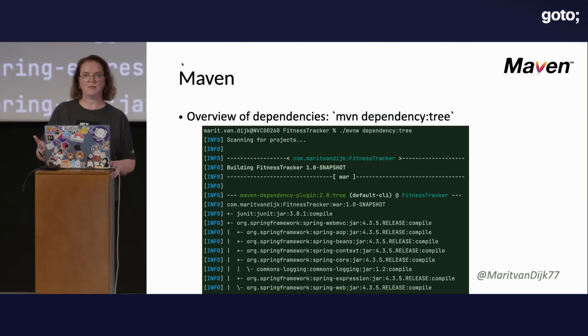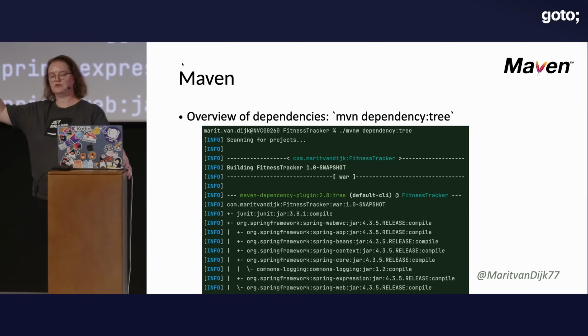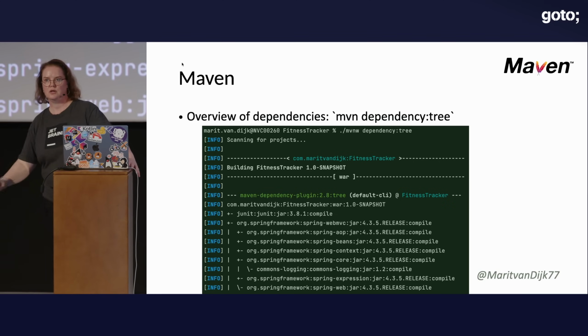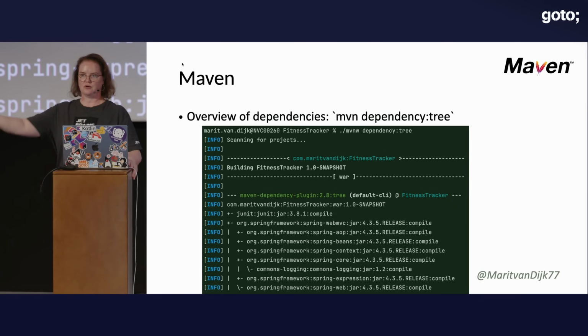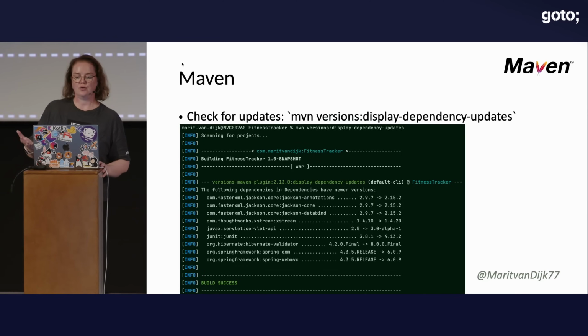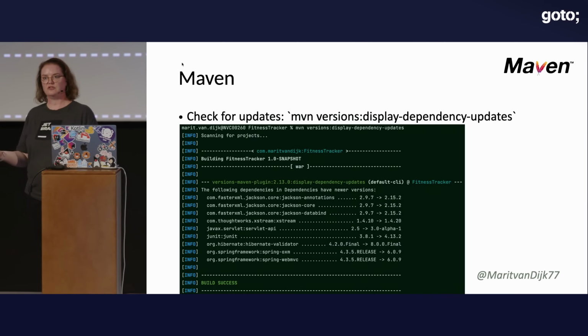So if you're using Maven, you can ask for a dependency tree, which will tell you these are your direct dependencies, and then with interesting lines and squiggles, you can figure out on the command line what you're pulling in as transitive dependencies. You can also ask Maven, are there updates available for the dependencies that I'm currently using?